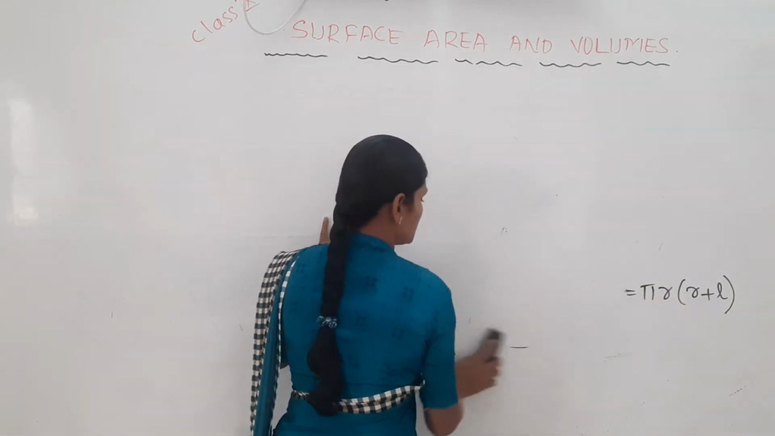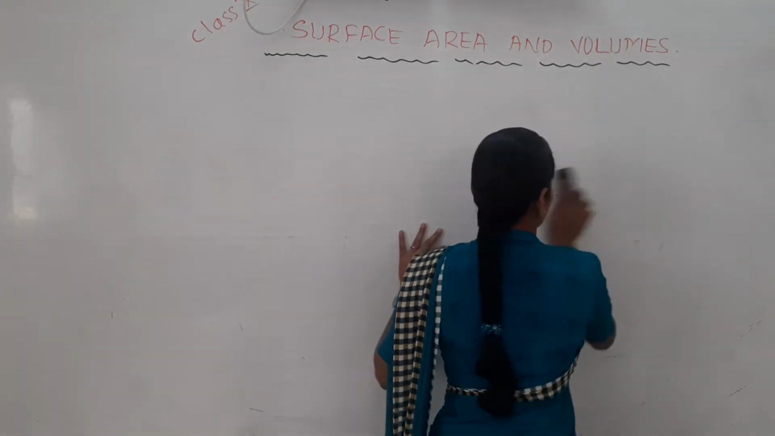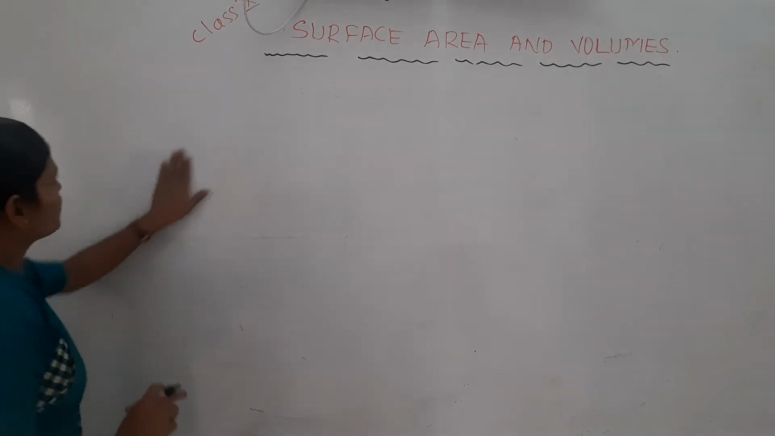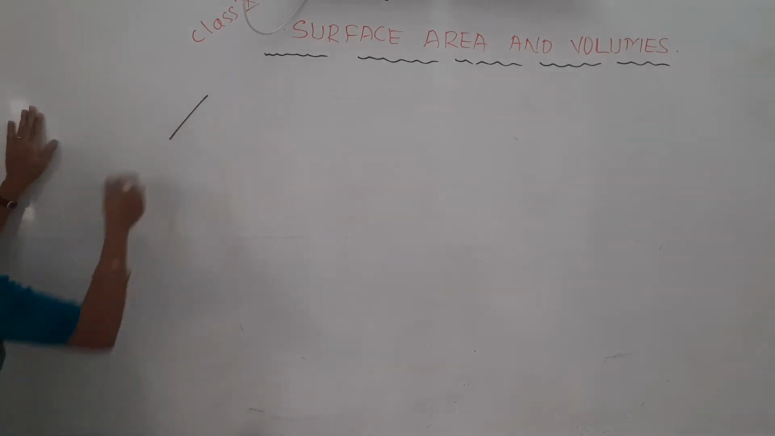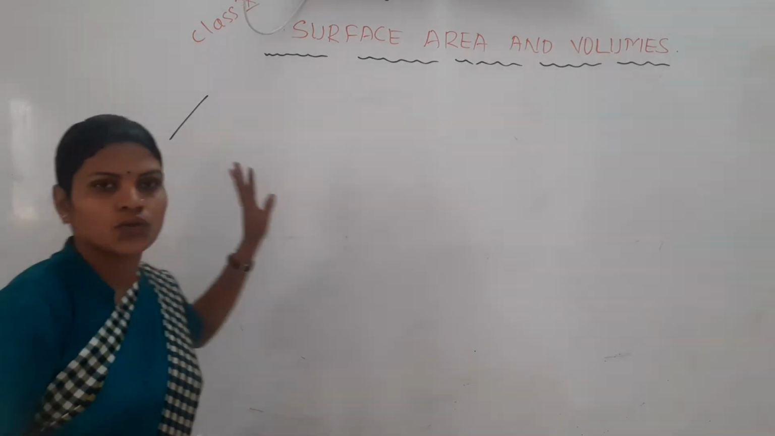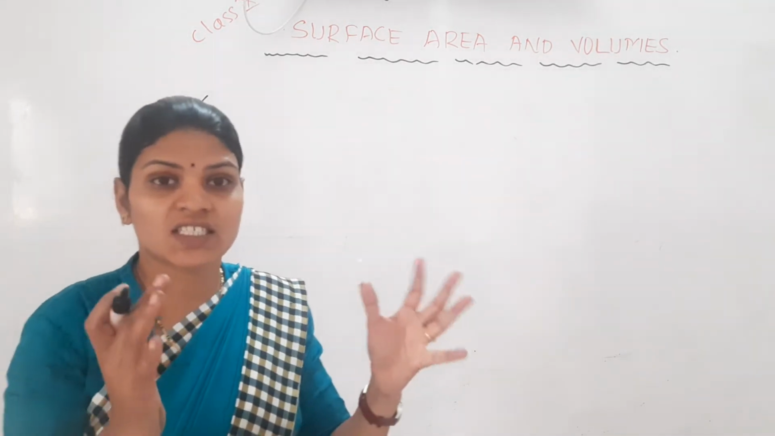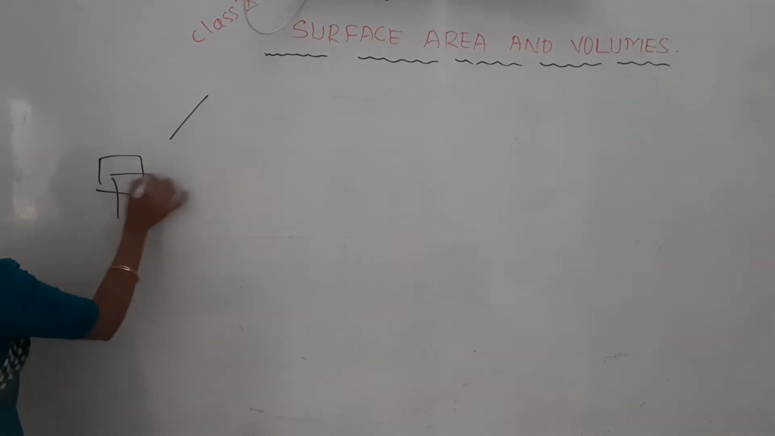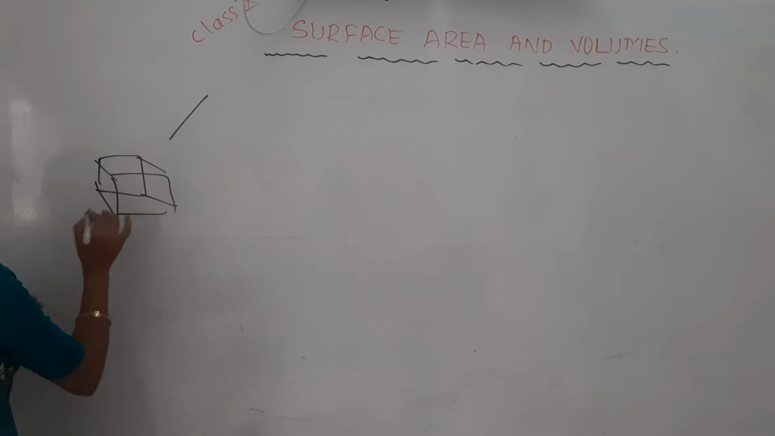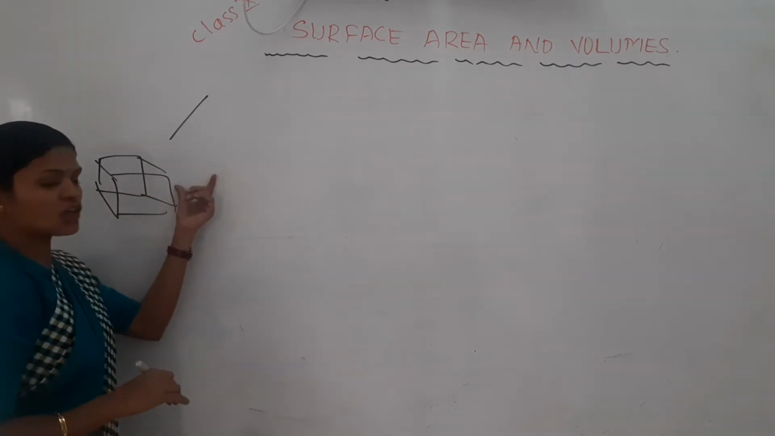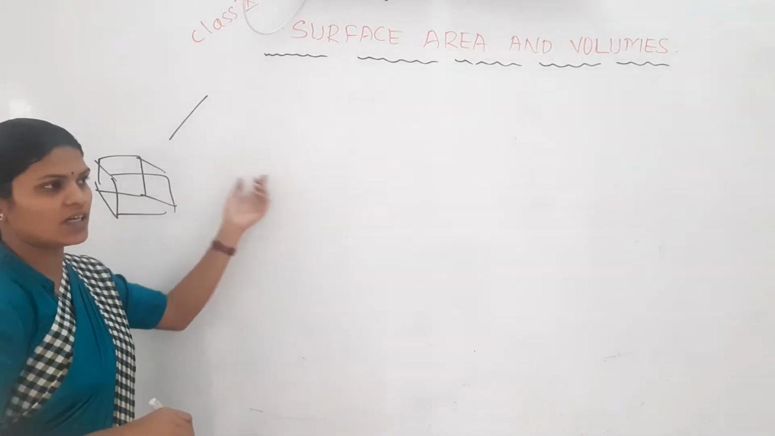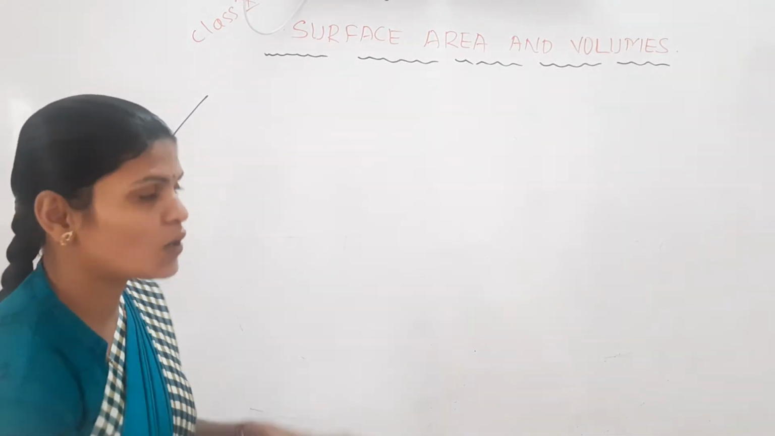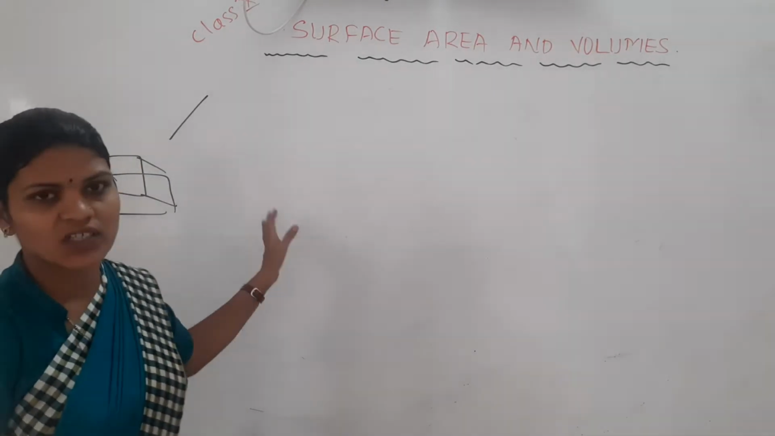Okay. Here we are discussing 3 types of problems. First one, the combination of 2 or more same solid shapes. For example, here there is a cube, and if you place one more cube here, another cube like that, more than 2 same solid shapes, how do you find the surface area and volume of these?